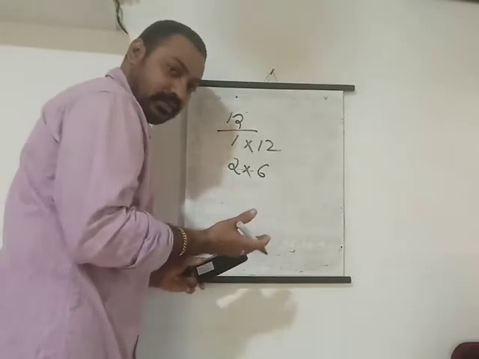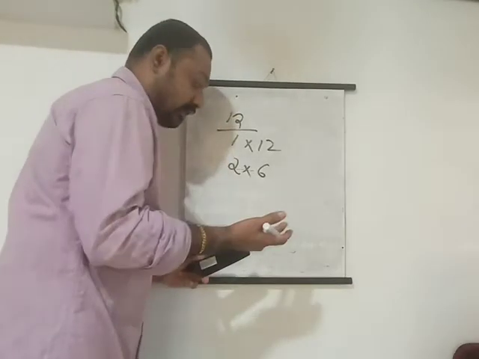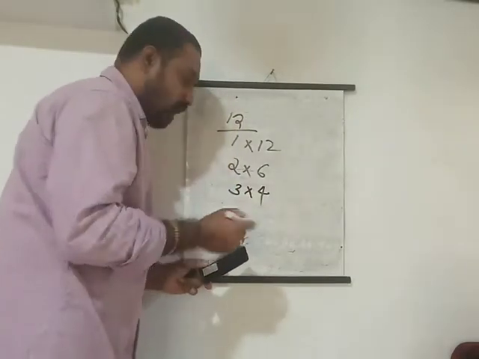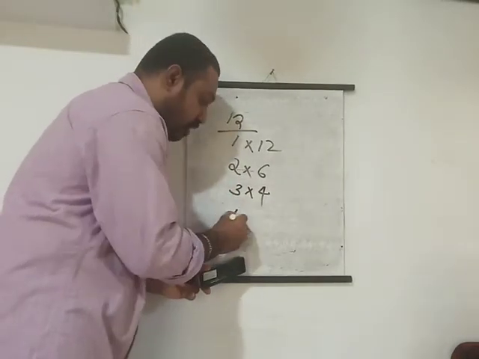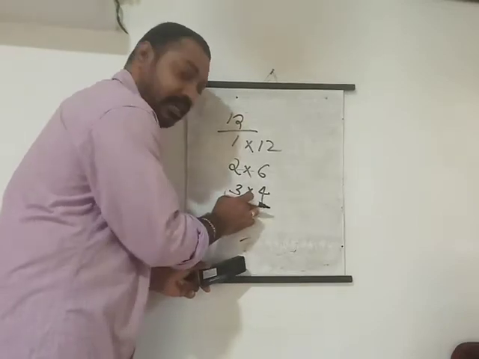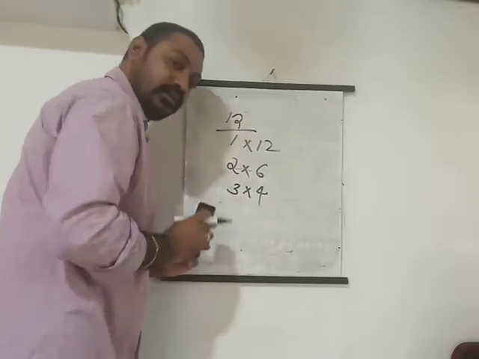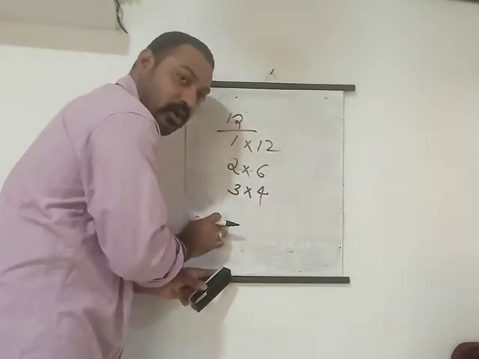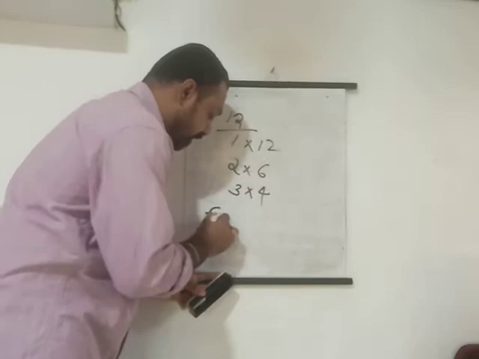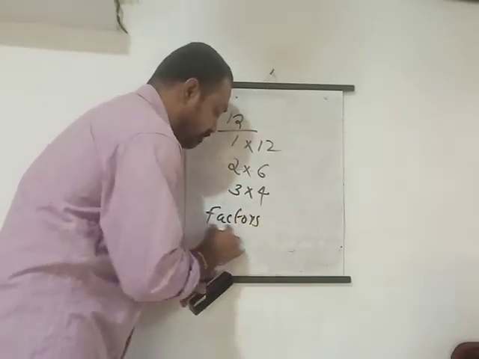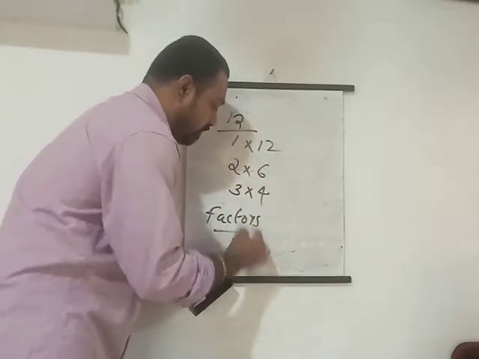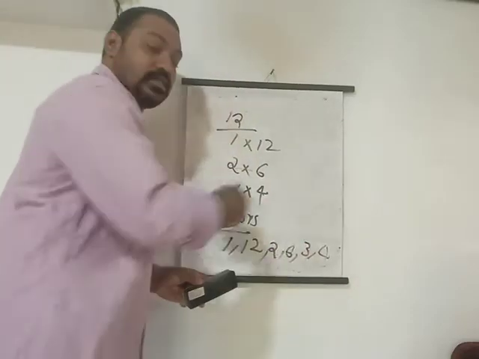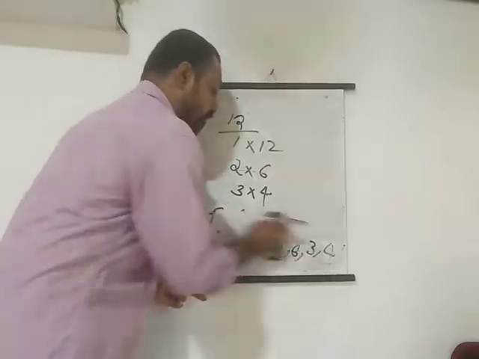Yes. 1 3 is 3, 3 2s are 6, 3 3s are 9, 3 4s are 12. Now we have 1, 2, 3. Next is 4. We can write 4 into, but 4 is already repeated here. So just stop there. Now we don't need to write more. If any number is repeating, you can stop there and write the factors. 1 is there, 12 is there, 2 is there, 6 is there, 3 is there, 4 is there. So these are the factors of 12.